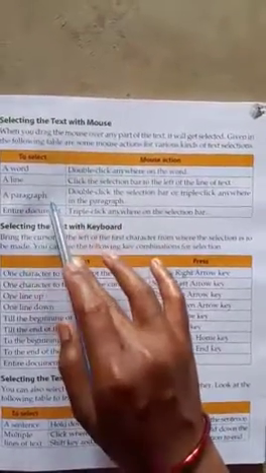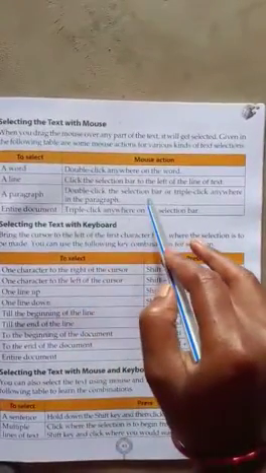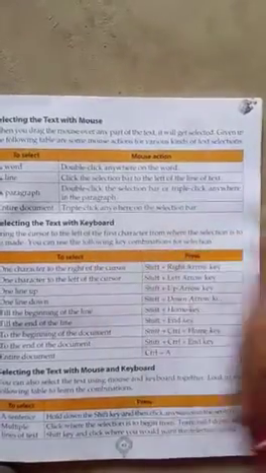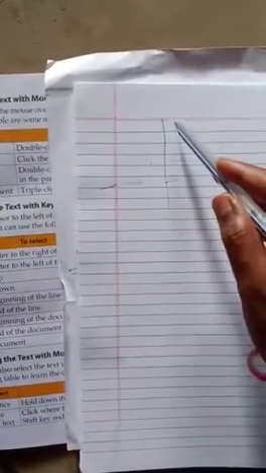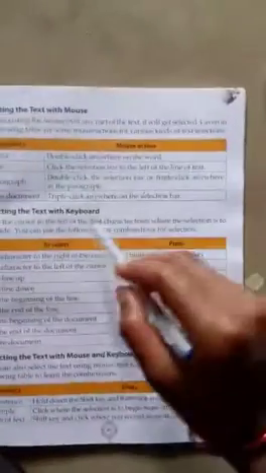To select a paragraph, double click the selection bar or triple click anywhere in the paragraph. Suppose you want to select a paragraph, then you double click in the selection bar or triple click in the paragraph.